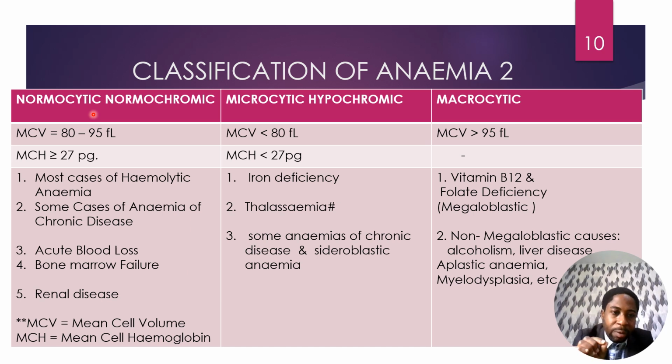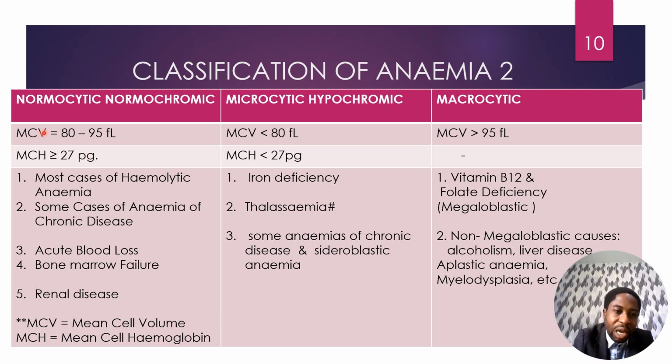Normocytic means the red blood cells have normal size. So in normocytic normochromic anemia, the MCV is normal. That's between 80 to 95 femtoliters. And normochromic means the red cells have normal hemoglobin content. So the hemoglobin content is greater than or equal to 27 picograms. The hemoglobin content is not below 27 picograms. So in normocytic normochromic anemia, MCV is normal and MCH, which is the mean cell hemoglobin, is also normal.